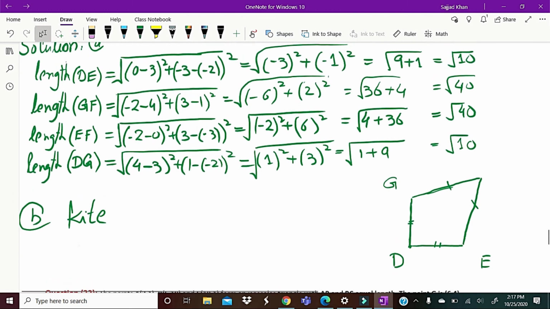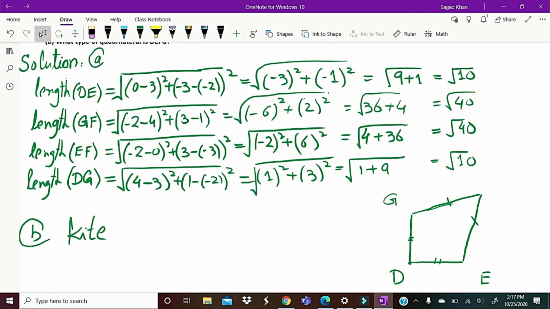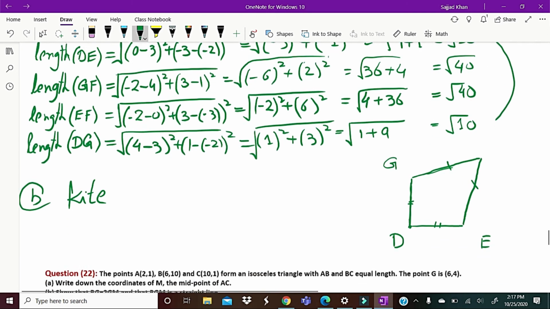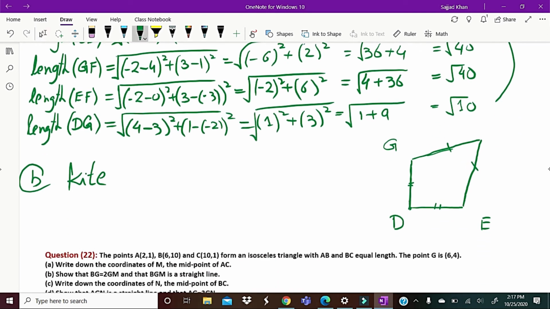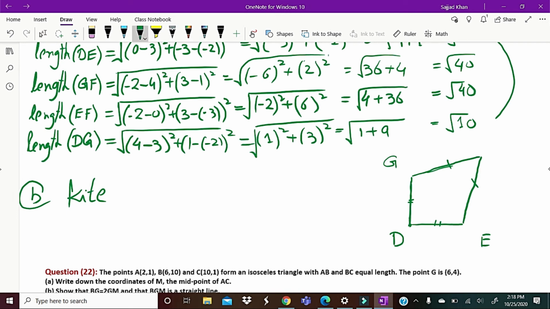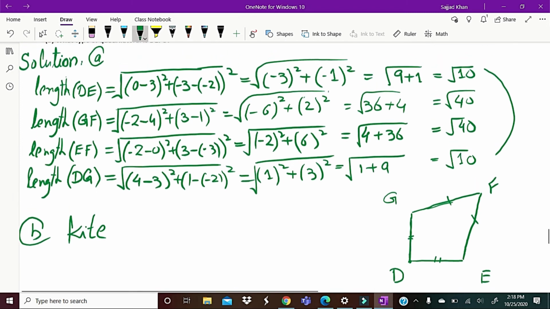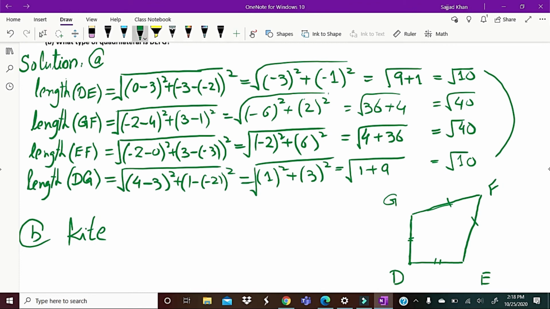What does that mean? We can see that we have point D towards E and towards G, and these lengths are the same. And then we have another point which is F, and the distances GF and EF are the same. You can see that the kite I have made is smaller on this side, which is square root 10, and larger on this side, which is square root 40. So that makes a kite.